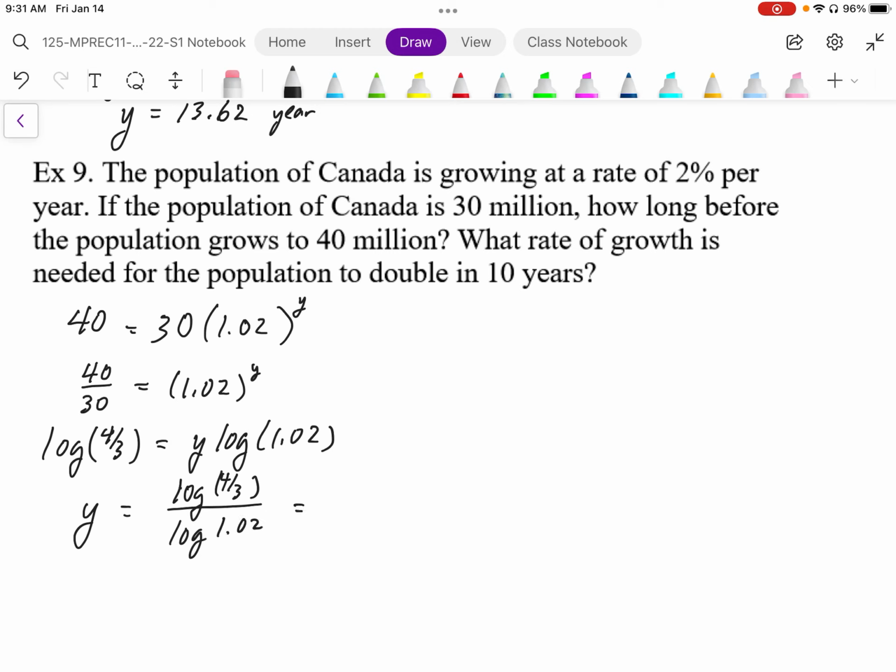Again, that involves using our calculator. So we have log 4 divided by 3 divided by log 1.02, and that gives us 14.527. So I'm going to round that to 14.53 years.